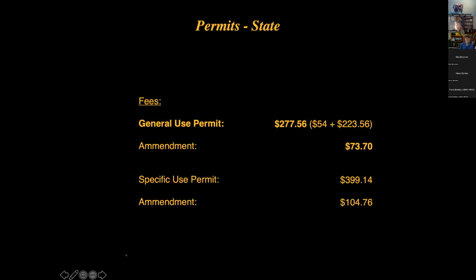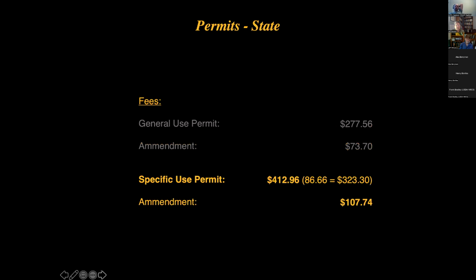So if we move along to the next level, specific use permit, it's $412.96 with an $86.66 application fee. You pay that up front. And then when you're approved, you pay another $323.30. And every time you amend it, which may be common, it's $107.74.